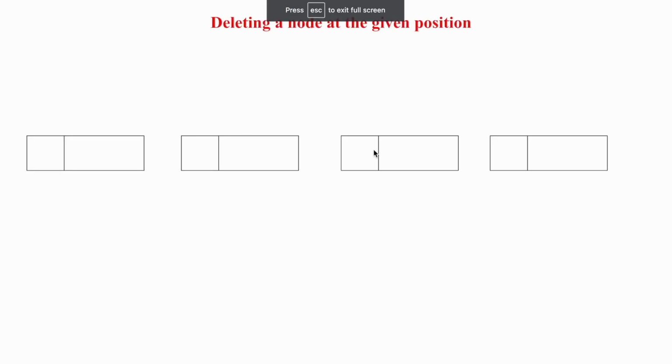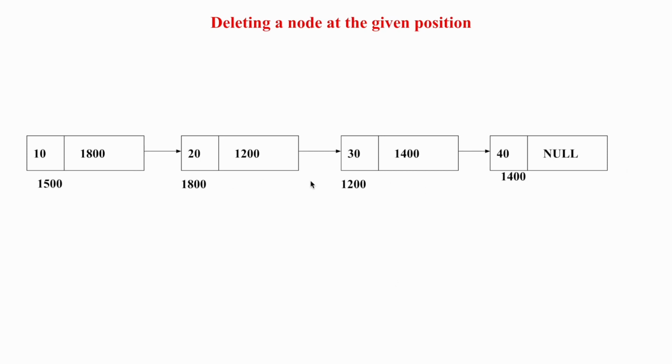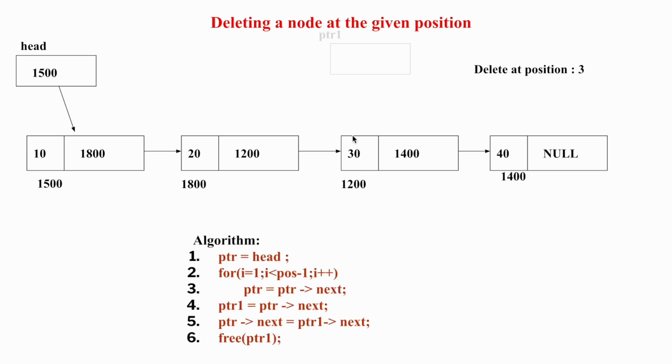So deleting a node at the given position. Let us suppose we already have this list and the head is pointing to the first node of the linked list, and here we are supposed to delete the node at position number 3, that is the third node of the linked list, right? So here two pointers will be required, ptr and ptr1. The pointer ptr and ptr1 both initially will point to the first node of the linked list, and both will be required to traverse the linked list.